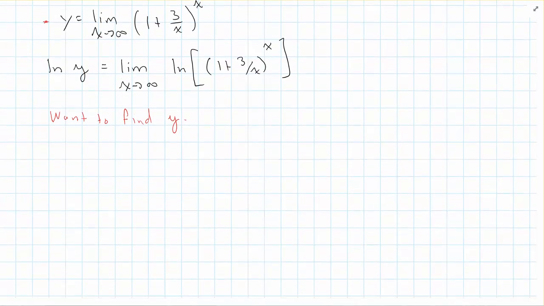Because what happens here? Well, remember a property of logarithms. I'm first going to write the left-hand side down again, natural log of y, limit as x goes to infinity. And remember, a property of logarithms is that you can pull this x down in front.